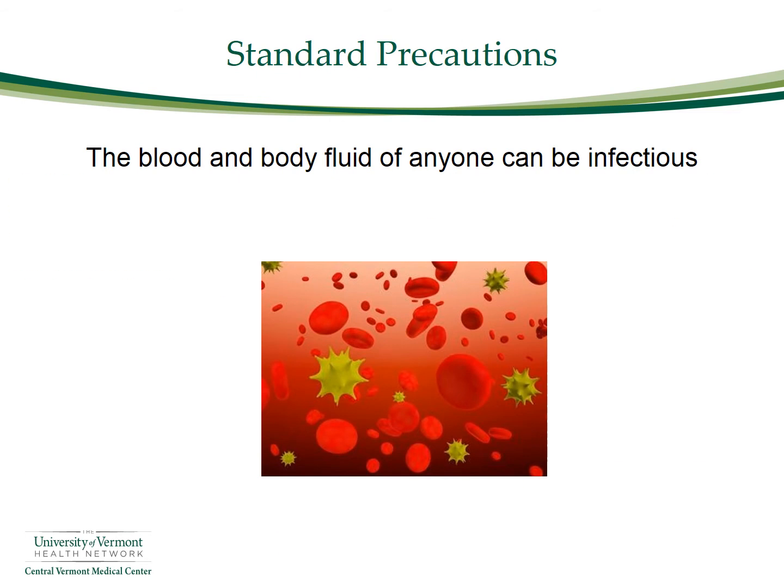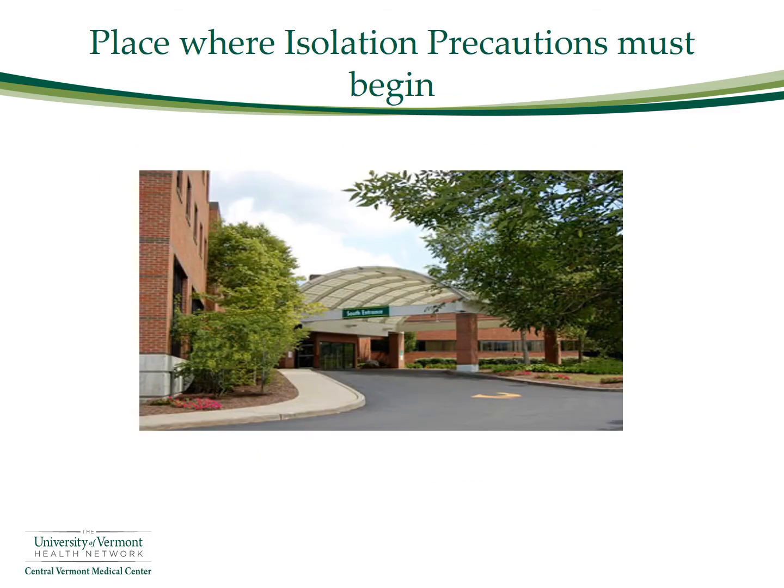Standard precautions, previously known as universal precautions, are guidelines that protect healthcare workers from exposure to blood and body fluids. All precautions must begin as soon as possible when the patients enter our facility at any site.